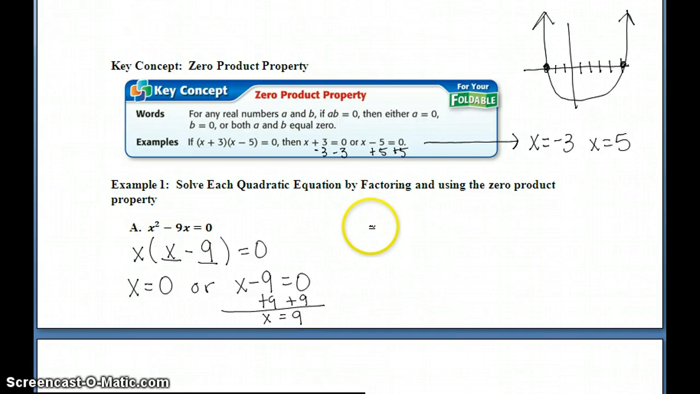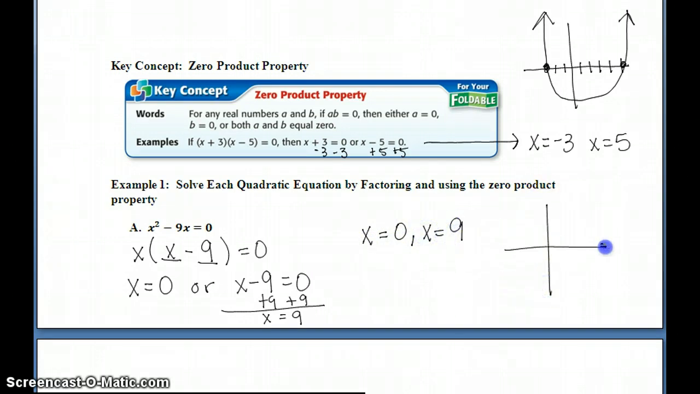So I've got these two answers, and these are my x-intercepts, or my solutions: x equals 0 or x equals 9. So if I were going to draw a parabola, I would have an x-intercept at 0 and an x-intercept at 9, and my parabola could look just like this.